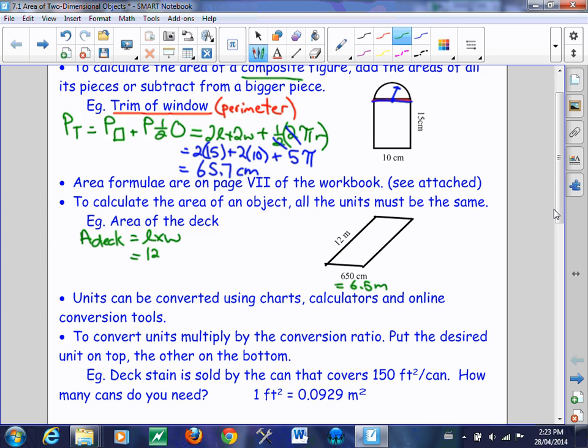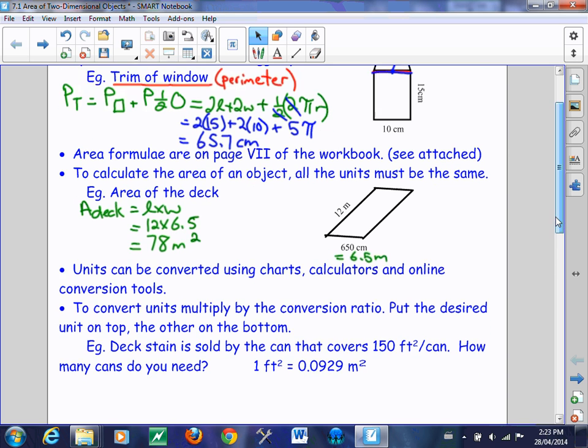Okay, so our new length is 12 and width is 6.5. Plug it in your calculator, ladies and gentlemen, and you're going to get 78. And watch your units here, meters squared. Okay, that's a squared unit because it's area, and that's common to all area calculations. All right.